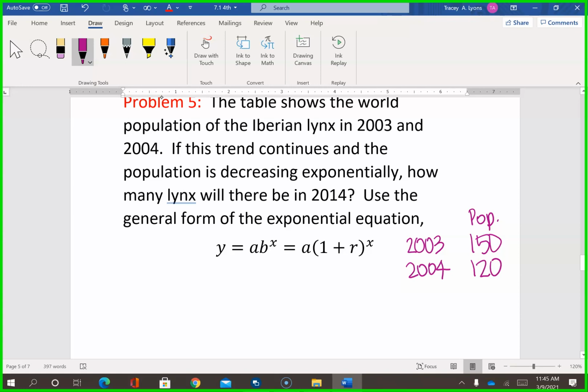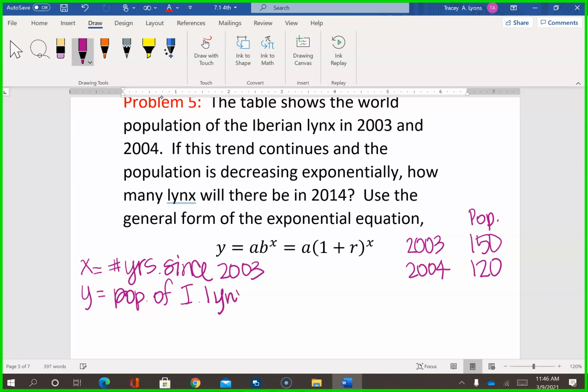So I'm going to define some variables here. Many times you just kind of do them, but in order to see where everything's coming from, I am going to define them this time. For X, I'm going to define that as the number of years since it was started, which in this case is 2003. Even though these links have been around for a long time, when this person started documenting it was 2003. So that's why the X is the way it is. And then Y is going to be how many links there are, so the population of Iberian lynx.